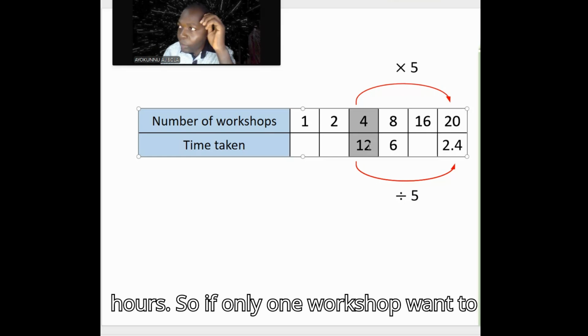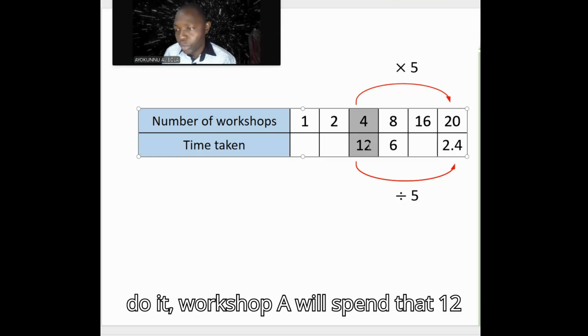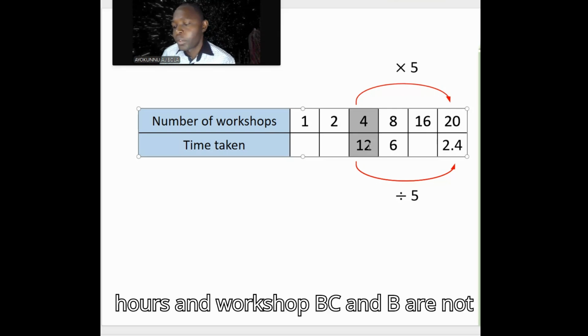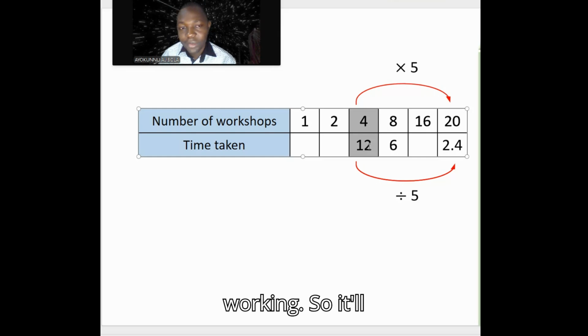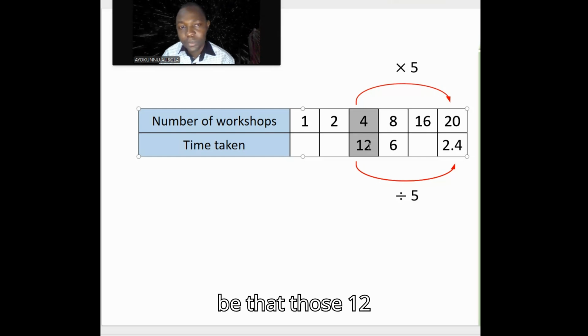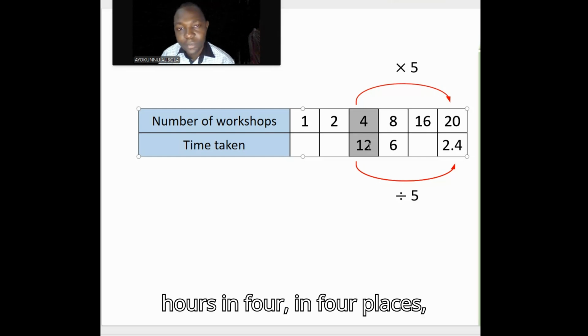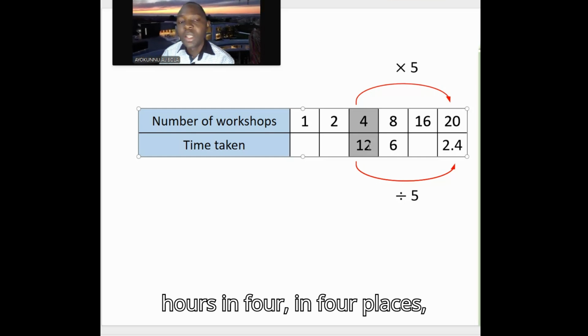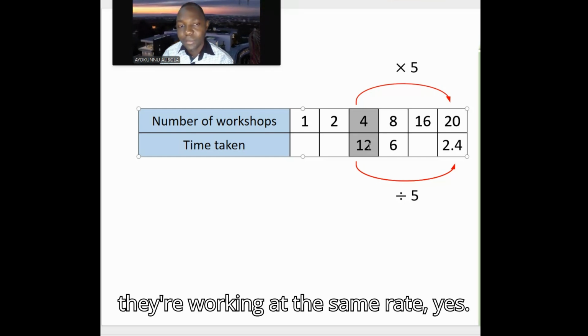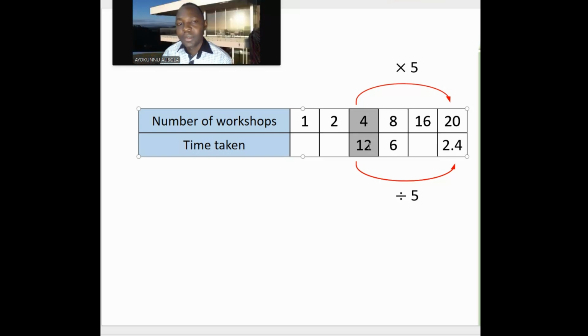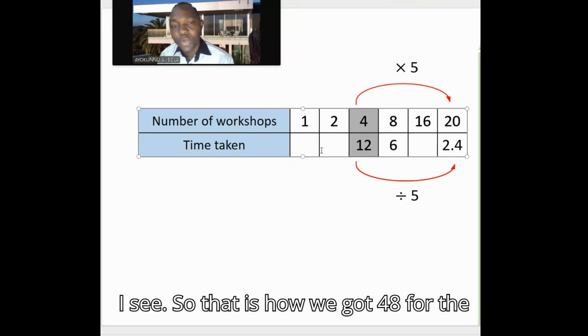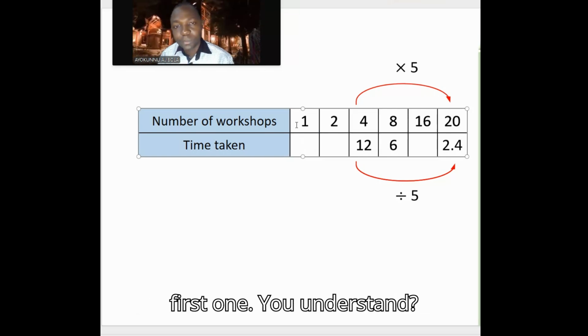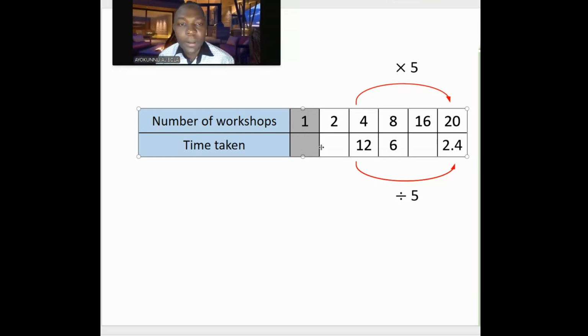So if only one workshop wants to do it, workshop A will spend those 12 hours and workshops B, C, and D are not working. So it'll be those 12 hours in four places, assuming they're working at the same rate. I see. So that is how we got 48 for the first one. You understand?